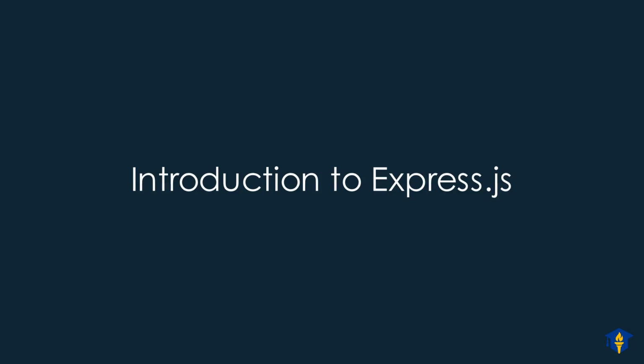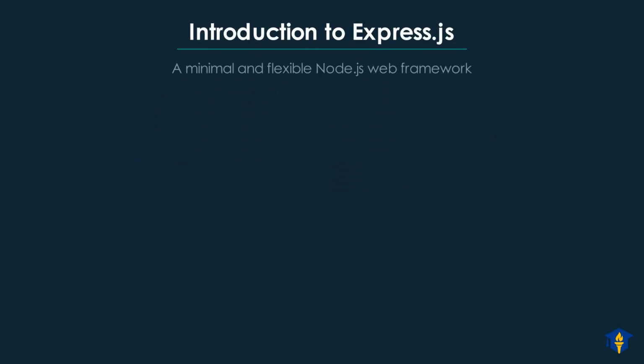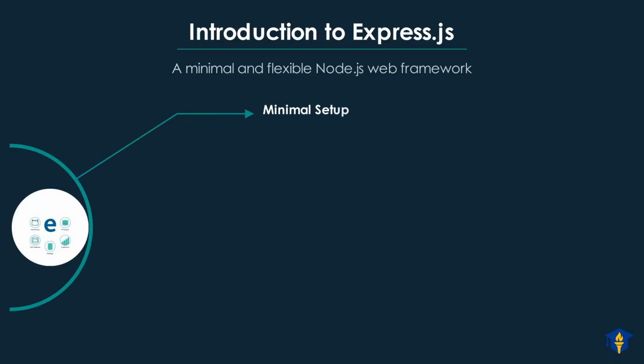Now, let us introduce Express.js, a minimal and flexible web framework for Node.js backend development. Express.js simplifies building robust and scalable APIs, making it a popular choice for the MERN stack. Express.js offers a minimal setup, allowing for quick and straightforward configuration when handling HTTP requests. This simplicity helps you get your server up and running very quickly, focusing on core logic.